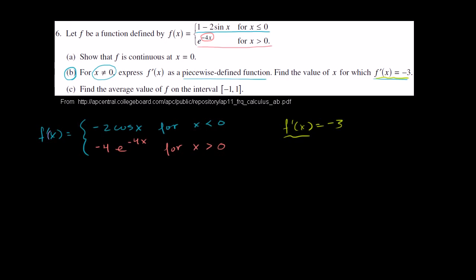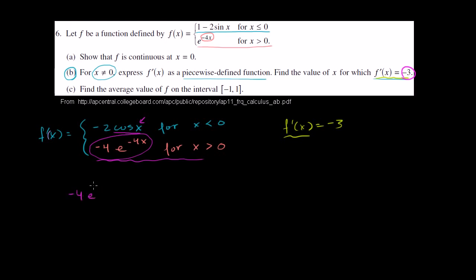One thing to realize is, looking at these functions a little bit, that cosine of x is a bounded function. Cosine of x can only go between positive 1 and negative 1. So negative 2 cosine of x can only go between positive 2 and negative 2. So it can never get to negative 3. So if anything's ever going to get to negative 3, it's going to have to be this part of the derivative definition, this thing right over here. And hopefully there are some values of x greater than 0 where this thing is equal to negative 3. So let's try it out.